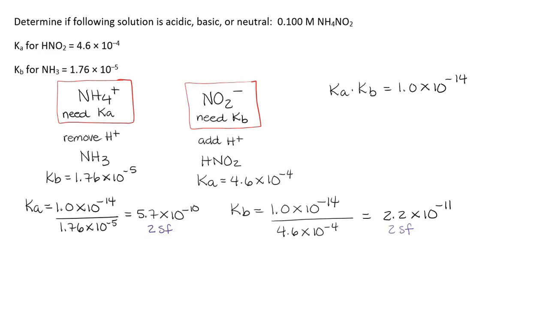So in this example, the Ka for our cation is greater than the Kb for the anion, and this solution is acidic.